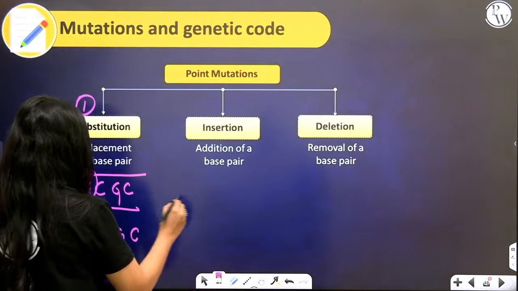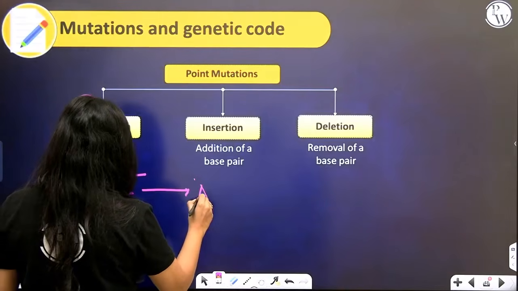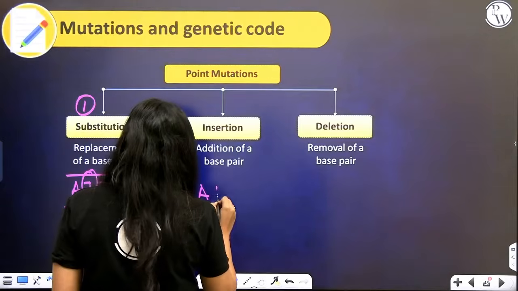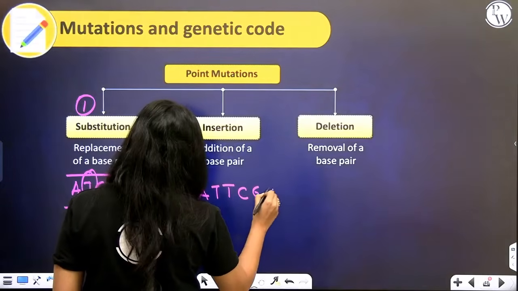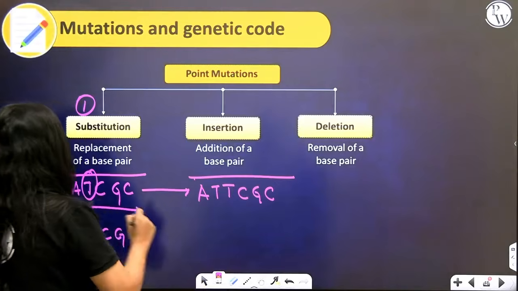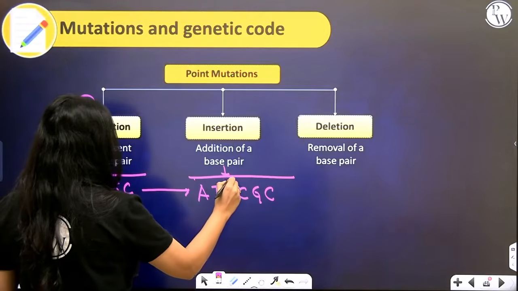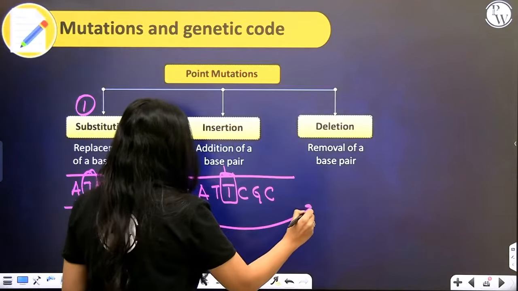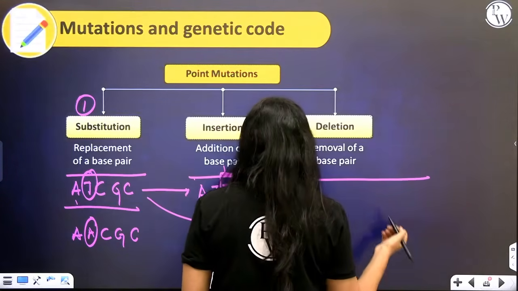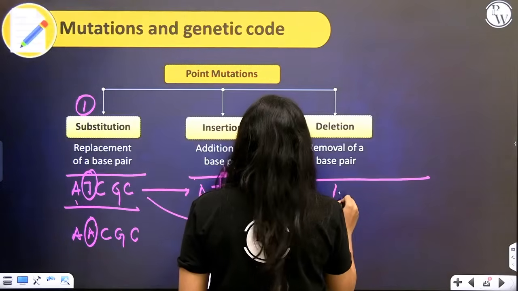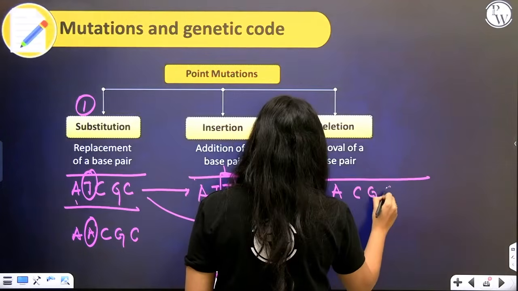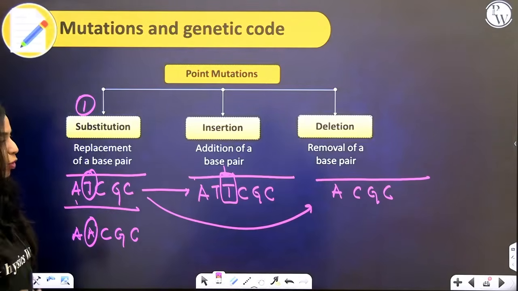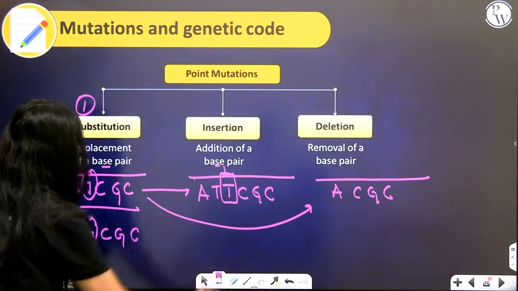Insertion is when to this, one or more nucleotides are added. A, T, T, C, G, C. Over here at this point, one nucleotide is added. Deletion is when one or more nucleotides or base pairs are removed. So it will be A, C, G, C, where T is removed. I'm showing it only on one strand, but that will happen on both strands. That's why we're saying base pair.